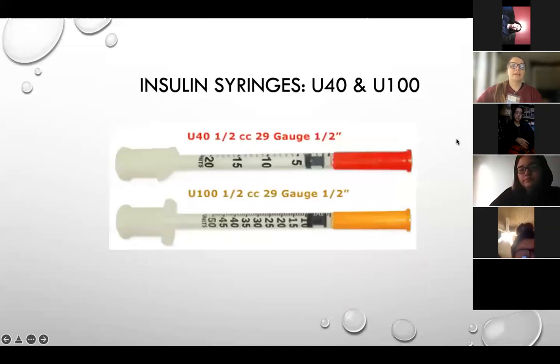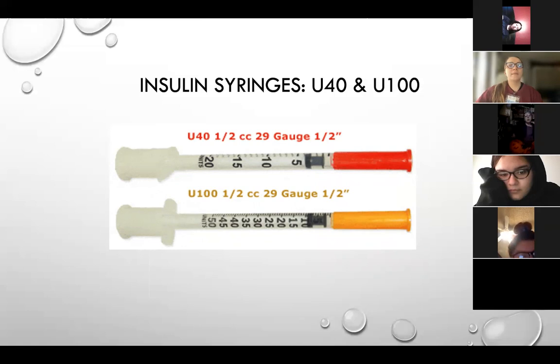Okay, taking a look at our insulin syringes here real quick. We have two different types of insulin syringes in veterinary medicine. We use U40 and U100. That is talking about how many units are within the bottle that we're using.